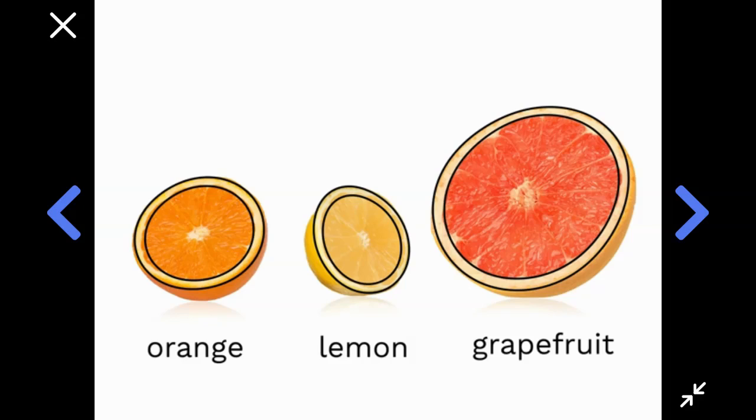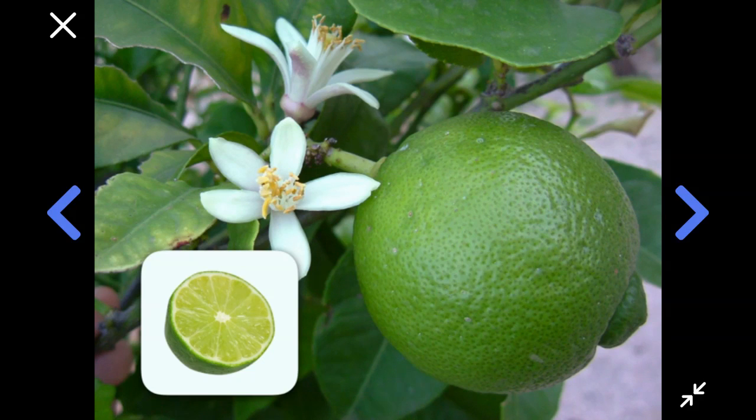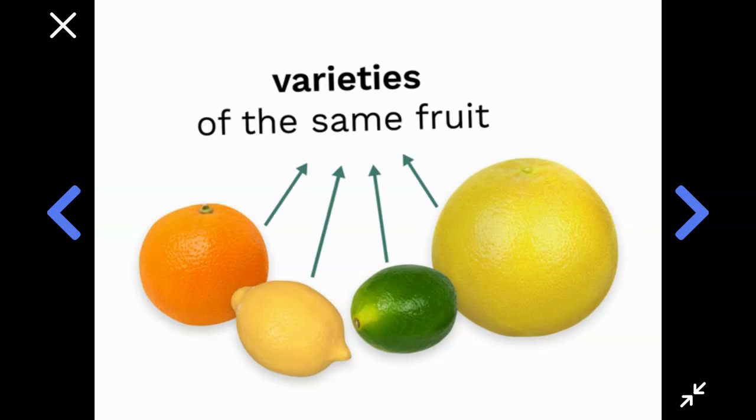You notice that here? And when we look at the other parts of these plants, we see even more in common. Like, look at their leaves. You can hardly even tell them apart. Or their flowers, they all look so similar. We can include limes in this group too. Limes have these same traits as oranges, lemons, and grapefruits. So these 4 fruits, oranges, lemons, grapefruits, and limes, they're not even really different fruits. They're all just different varieties of the same fruit.